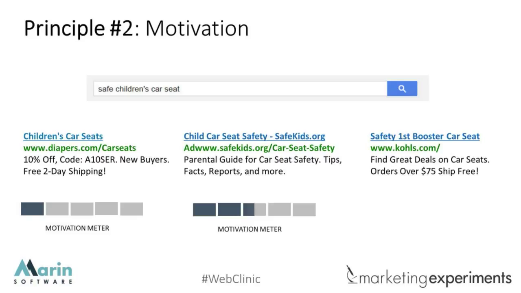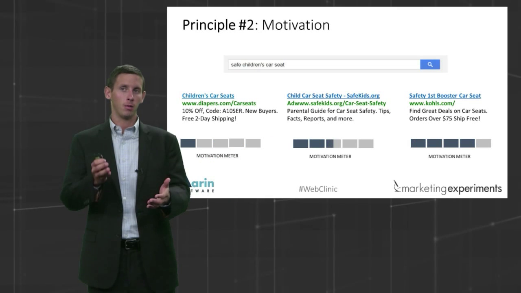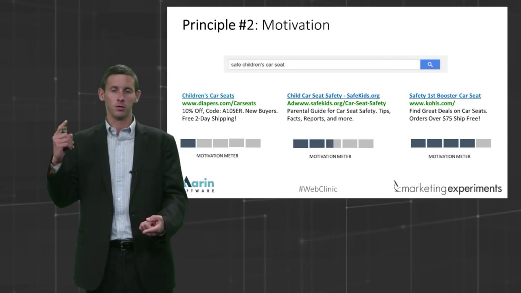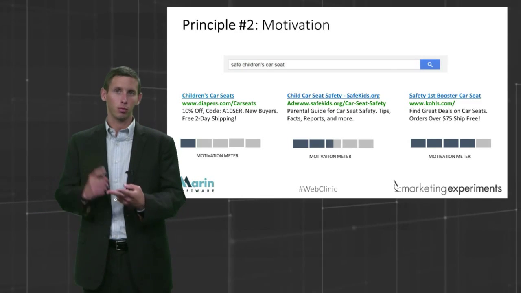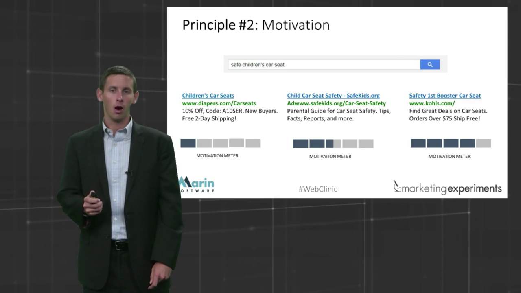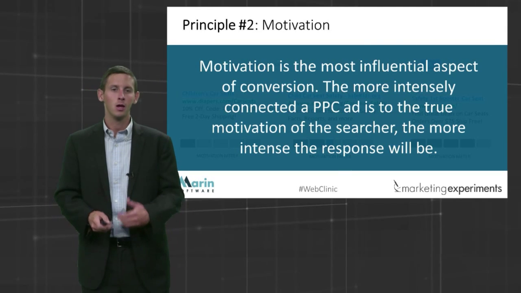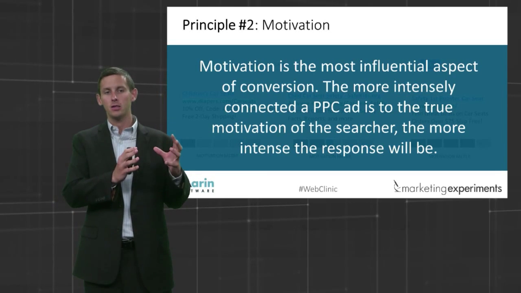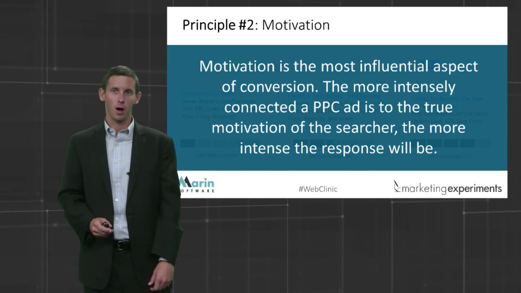And now we're looking at treatment C, and audience, if you haven't guessed it already, this is our winner, and this one nails it, because if you look at it, it's addressing the safety component, which is probably the best identifier of the user's motivation here in the query, but it's also following that up by offering the product right afterwards. So safety first, booster car seat. So it applies to the safety. It also applies to the fact that it is a product that the person is looking for. So that's kind of a breakdown of the motivation. So kind of our key takeaway here is that motivation is the most influential aspect of conversion, and the more intensely connected a PPC ad is to the true motivation of the searcher, the more intense the response will be.